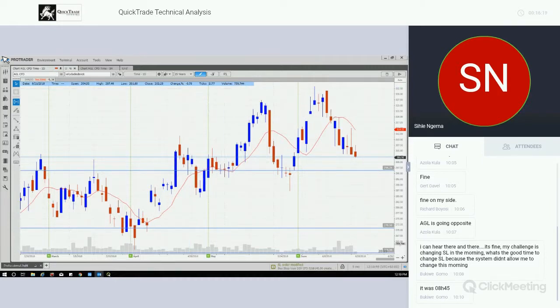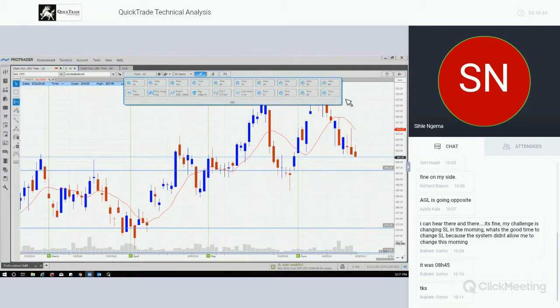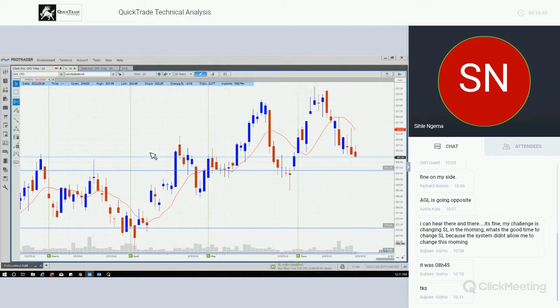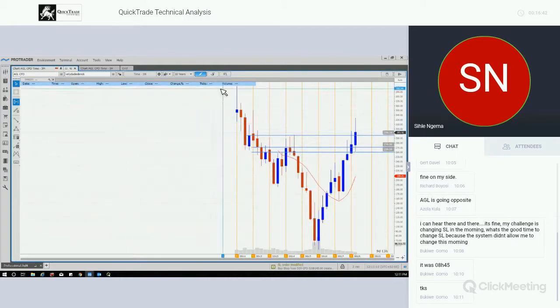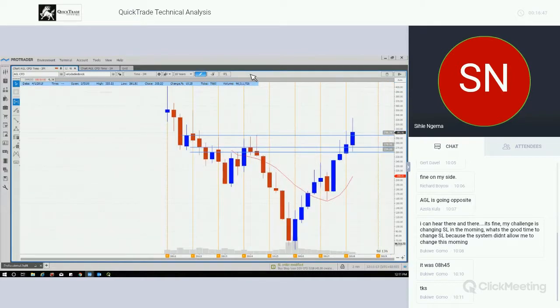Okay, guys, let's look at AGL once more. We had a look at AGL yesterday. We checked it, and our conclusion was that the main trend on this one is up. The only issue currently is that we are having a bit of a pullback. I just want to have a look at this one quickly.